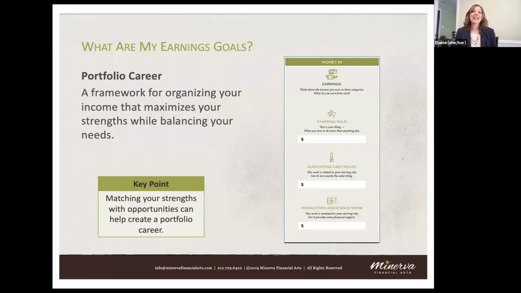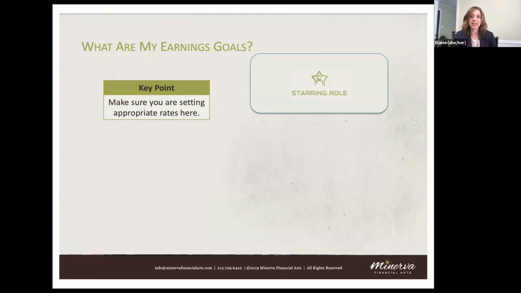So that moves us to the right side of your handout when we think about money that you have coming in during the year or during the month from various sources. And my favorite way to think about the money you have coming in is using this portfolio career framework. A portfolio career is simply an approach to match your strengths, the things you do really, really well, with opportunities to monetize those strengths. And I like to think of this in terms of having three major categories within this framework.